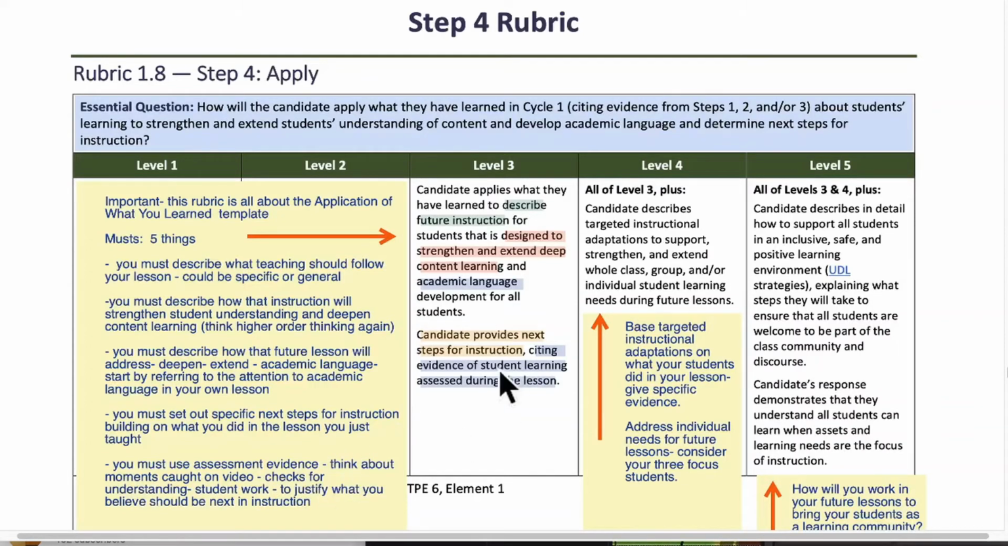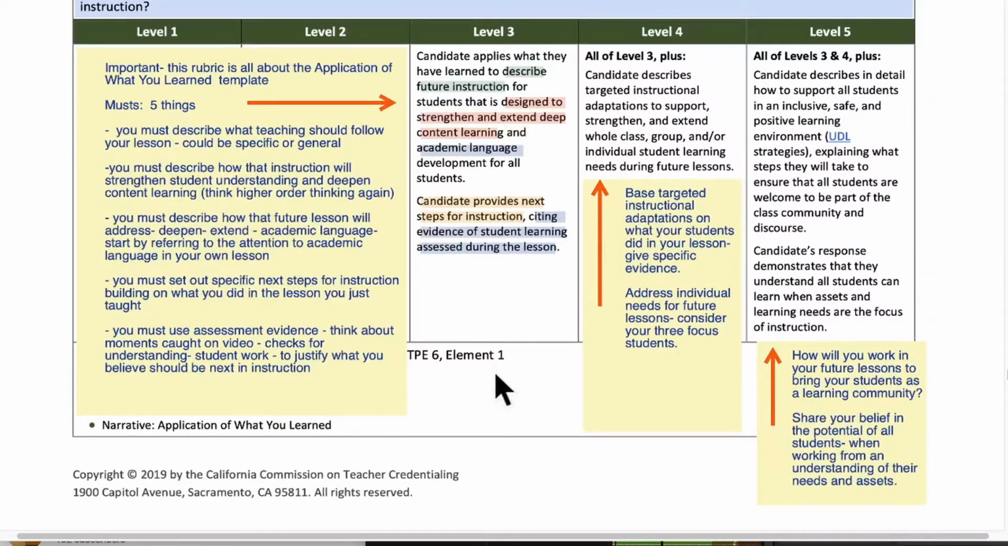Think about moments caught on video, checks for understanding, student work to justify what you believe should be next in instruction. So you can say, I will be teaching this next. This next lesson will be such and such. But if you don't say, I'm doing this lesson because in the lesson I just taught, my students really understood this, but they needed some help with this, as you can see in this video portion right here, you need to have the evidence. Just make sure you have evidence for why you're moving forward or what direction you might take the lesson in next. So that's level 3.